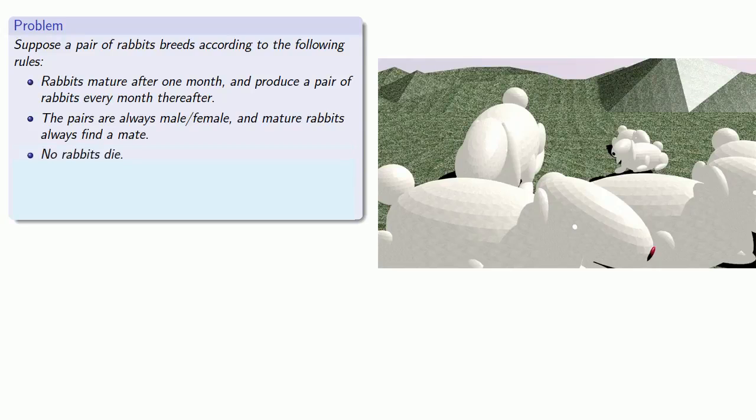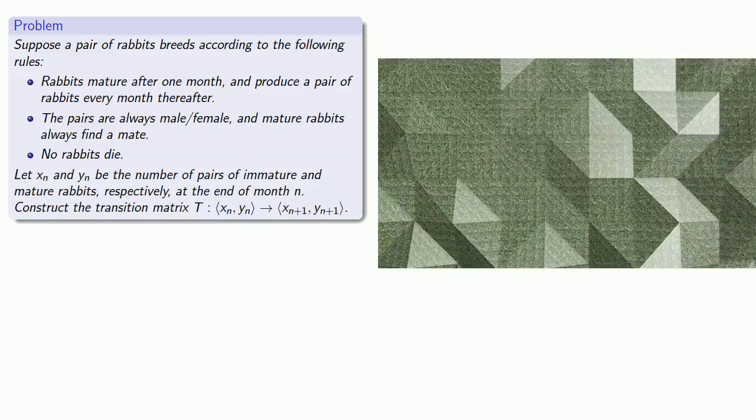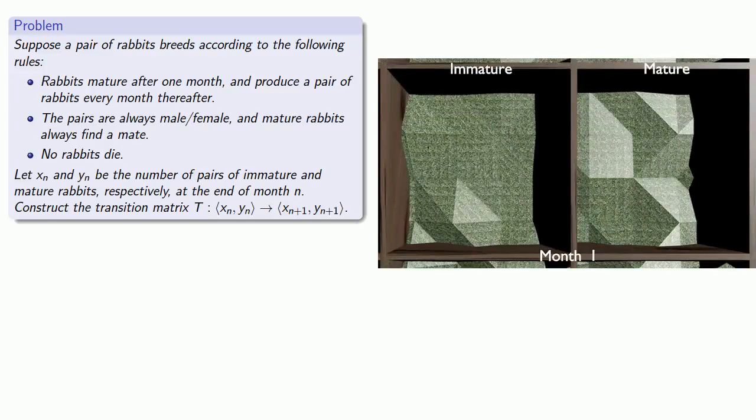And so what we're interested in is we want to let xn and yn be the number of pairs of immature and mature rabbits respectively at the end of month n. And we want to construct the transition matrix that tells us how to go from the number of immature and mature pairs at the end of month n to the number of immature and mature pairs at the end of month n plus 1. Now, it might not be obvious how to do that, so let's run our rabbits through a couple of months.